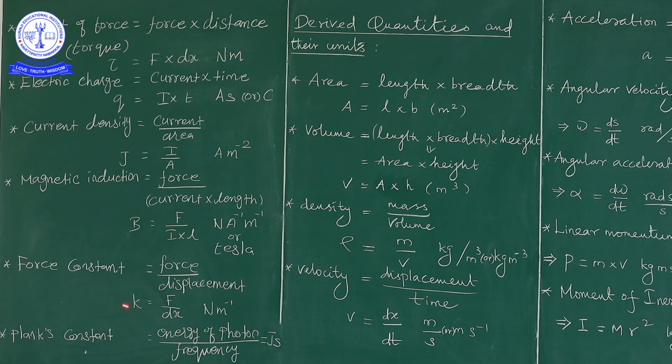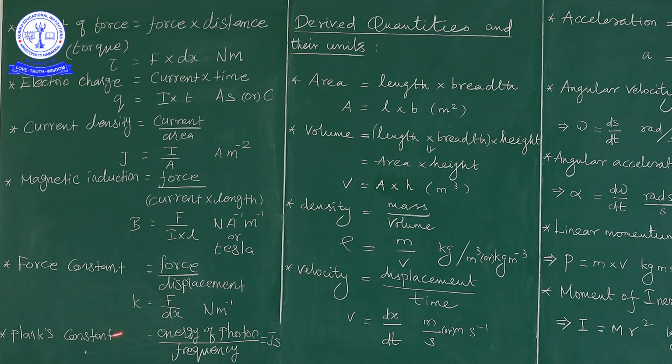Next is the force constant. Force constant is the ratio of force per unit displacement. Force is the numerator, displacement is the denominator. Force constant is denoted by the letter K. Force is F, displacement is dx. Force is in Newton, distance is in meter. So Newton meter inverse is the unit for the force constant.